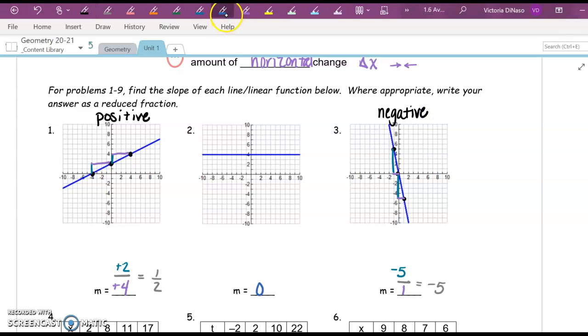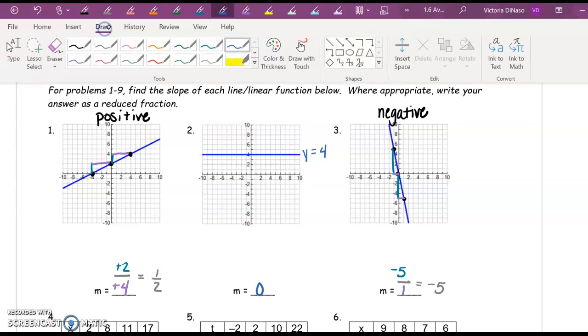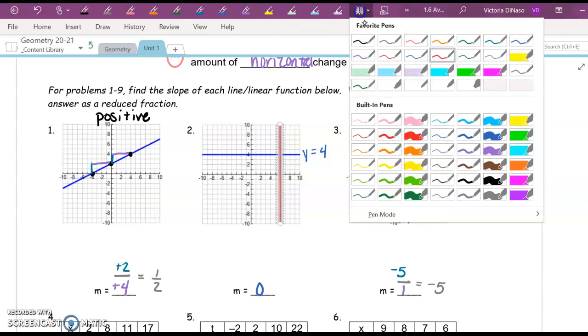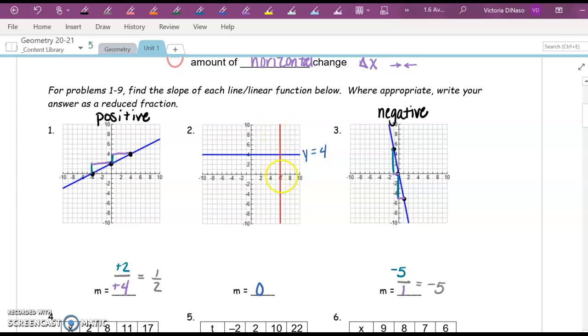All right, going back to number 2. For number 2, you have to think to yourself, is it possible to walk across this line? And if it is, then my slope would be 0. The equation of this line is y equals 4. Now, on this same picture, I'm going to draw a vertical line. For this line, is it possible to walk along this line? The answer is no. So for my red line, we could say that the slope is undefined.